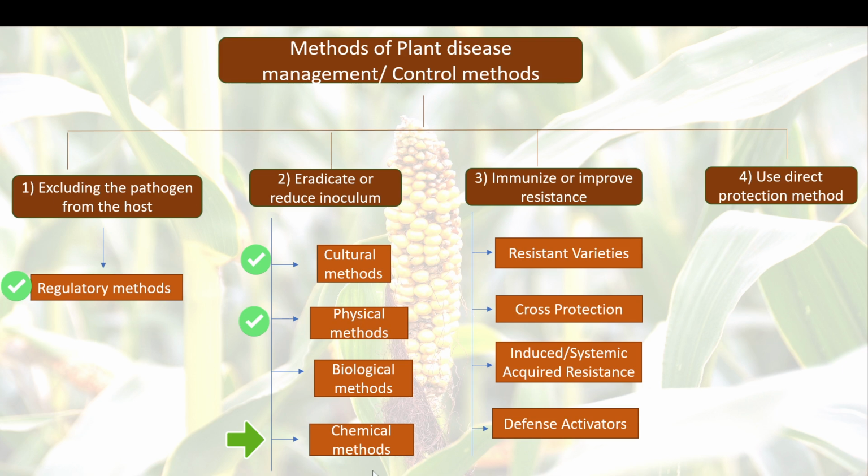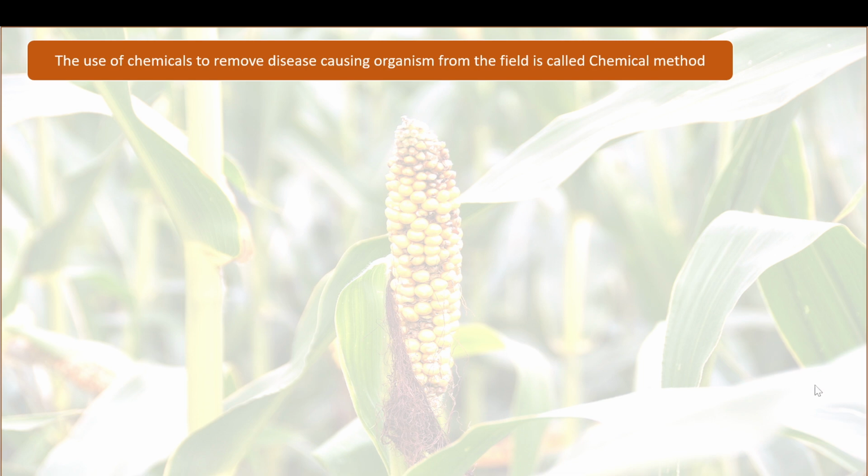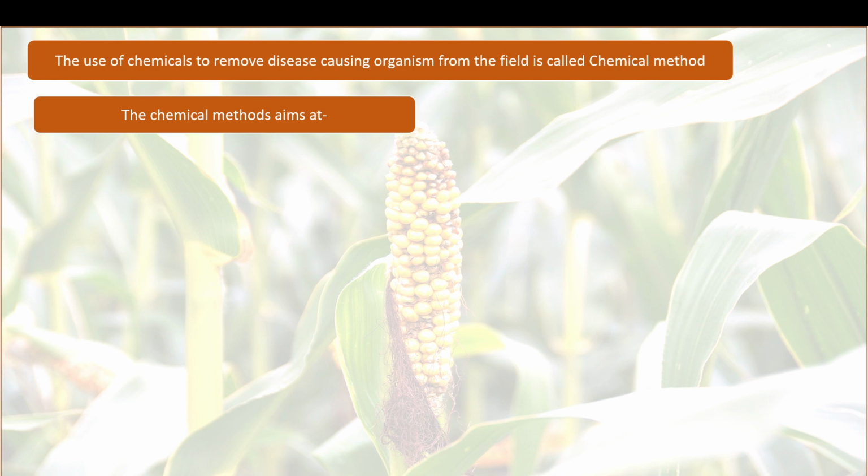So let us start with our basic understanding of chemical methods. So what are chemical methods? The use of chemicals to remove disease causing organism from the field is called chemical method. So any method that we use to remove disease from the field by utilizing various chemicals, we call it chemical method. So what is the aim of chemical method?